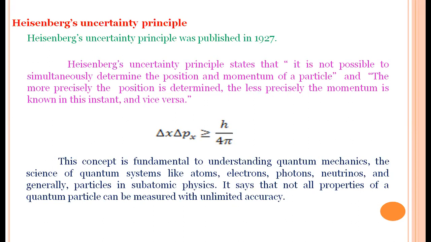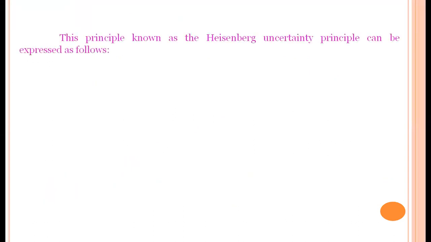This concept is essential to understand quantum mechanics, for studying the position and momentum of atoms, electrons, photons, protons, neutrinos, and generally all subatomic particles in quantum mechanical analysis. It says that not all the properties of a quantum particle can be measured with unlimited accuracy. So the principle is mathematically expressed as delta x into delta px is greater than or equal to h by 2 pi.